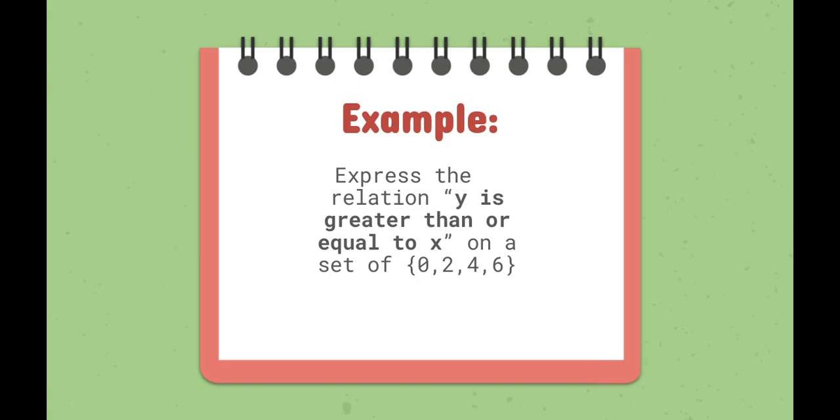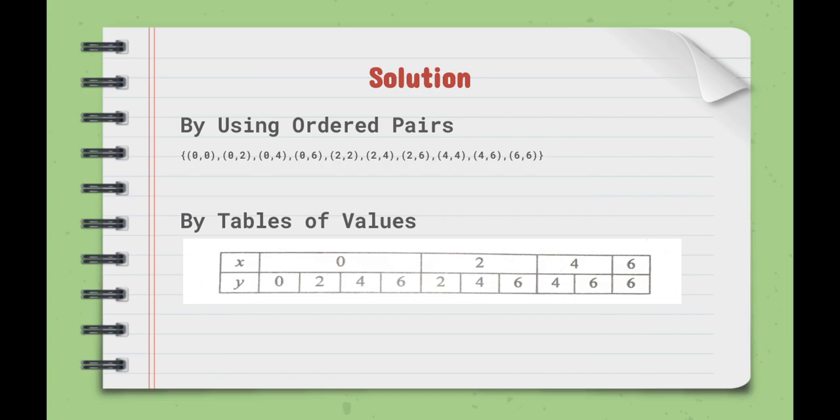Another example: express the relation y is greater than or equal to x on a set of 0, 2, 4, and 6. Ibig sabihin po niyan, mag-i-express po tayo ng relation when y is greater than or equal to x. Given po ang sets na gagamitin natin, ang gagamitin po nating sets ay yung 0, 2, 4, and 6. So, this is the solution. May tatlong klase po ng solution. So, by using ordered pairs, ganito lamang po siya.